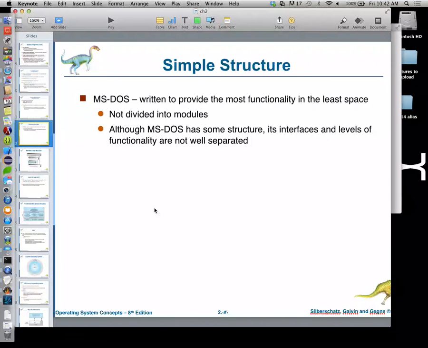All right, that's what we just talked about. Simple structure, MS-DOS, written by providing the most functionality in the least space. It's not divided into modules. MS-DOS has some structure, but its interfaces and levels of functionality are not well separated. Keep in mind that the original MS-DOS was a hobby program written by just some dude.